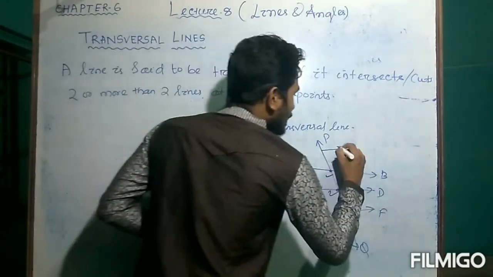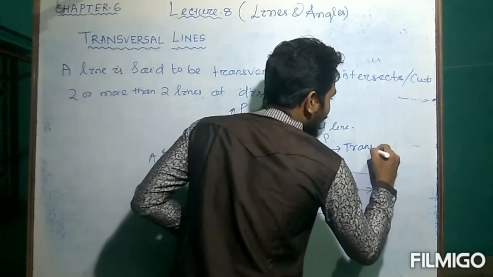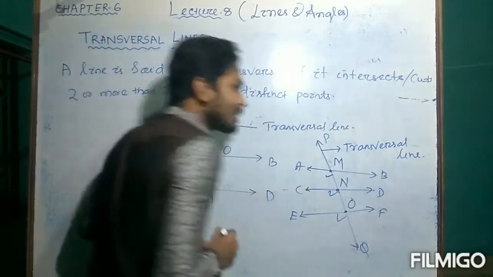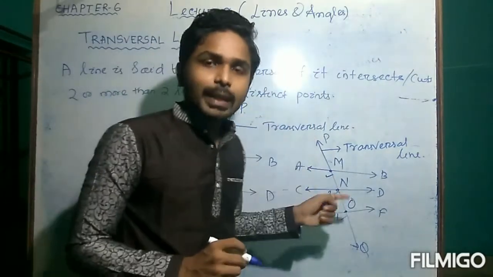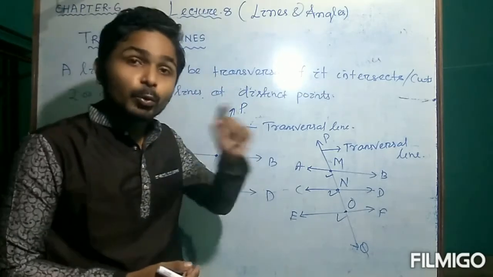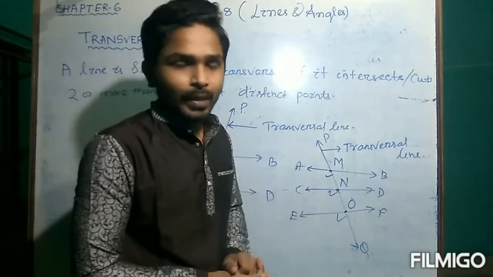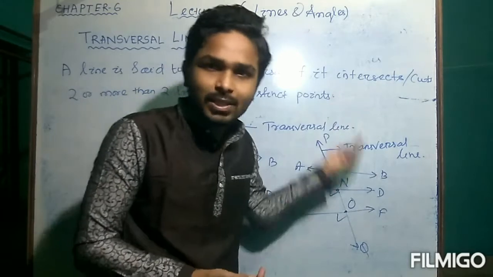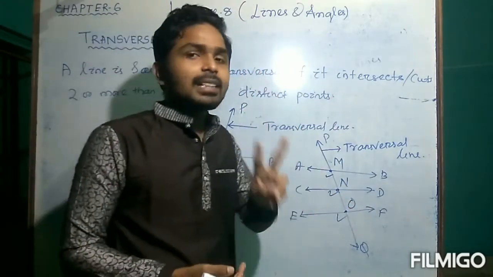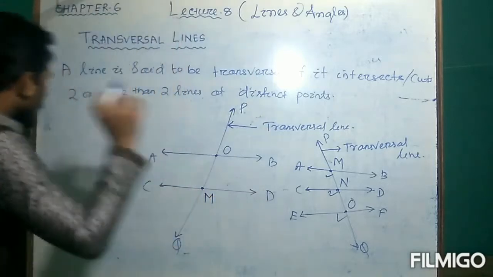Hence PQ is known as transversal line. So in order to be transversal, the line should intersect at least two lines at two distinct points. If there are more than two lines, then it is not any problem, but it must intersect at least two lines. Okay. One more example.